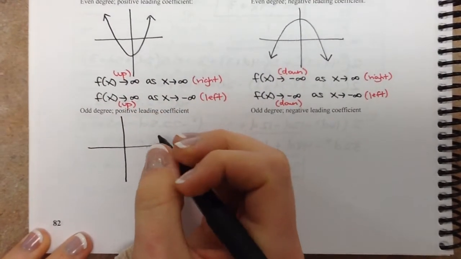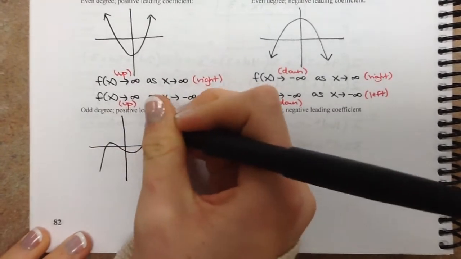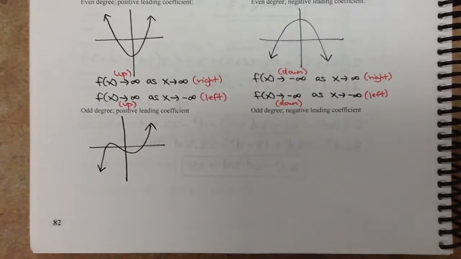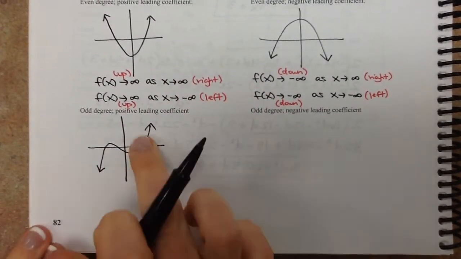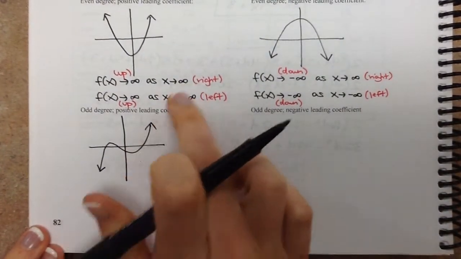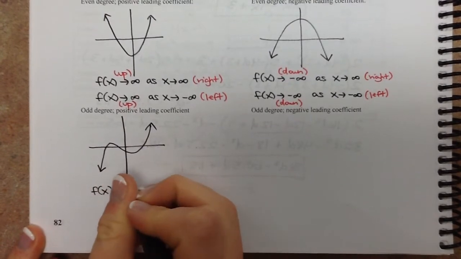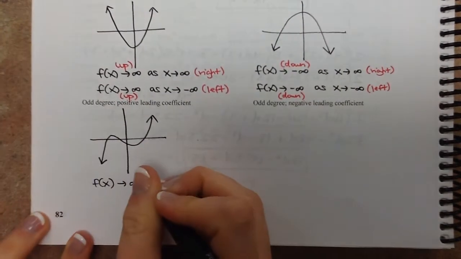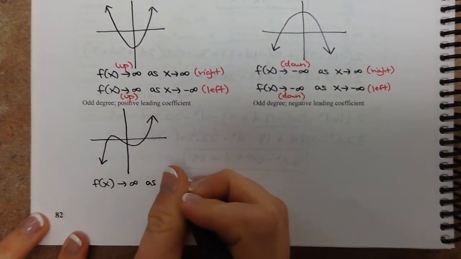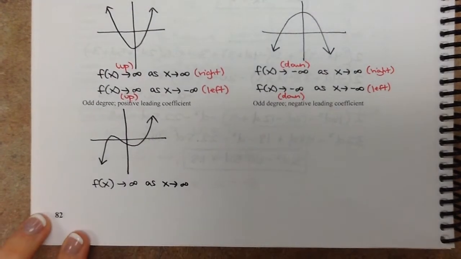So I'll again just do a cubic. Cubic is a nice, easy example. It'll look something like that. Okay, so as x grows, y grows. So that's this first statement here. So f of x approaches infinity, meaning it goes nowhere but up, as x goes off to infinity, meaning as the graph goes to the right.